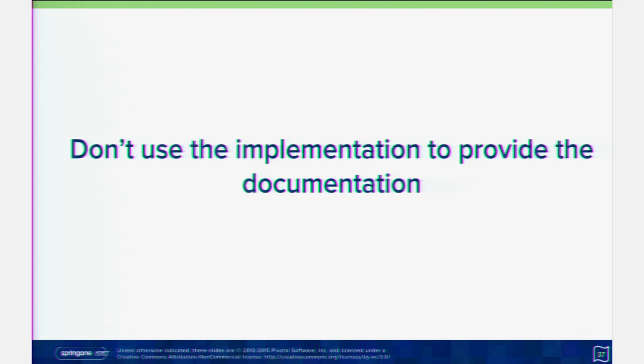Jackson might be doing some serialization. You might be using Spring MVC's controller advice support. There might be exception handlers involved, and if you're using JAX-RS, you might have an exception mapper involved. There's all sorts of pieces involved in that pipeline. And if you try to use the implementation, it means that you have to have a complete understanding of the framework that you're using and exactly how it's going to behave at runtime for the documentation to be accurate.